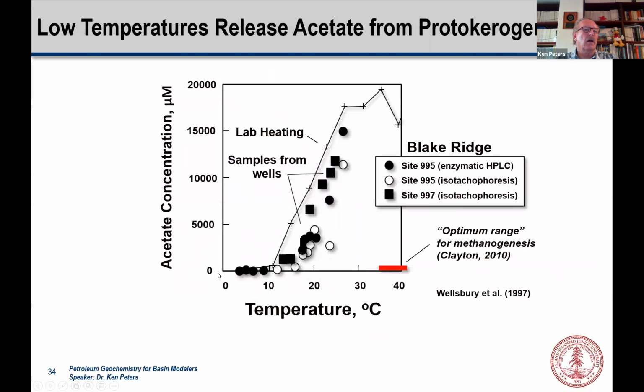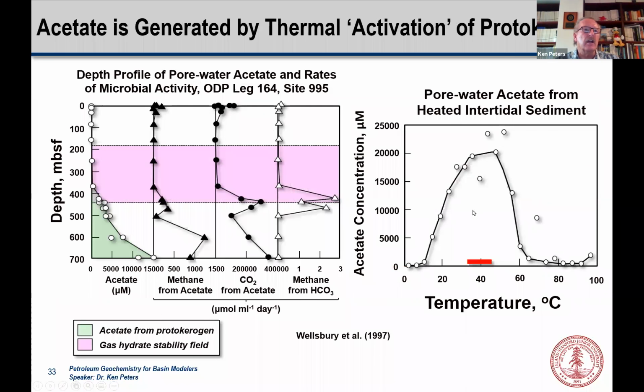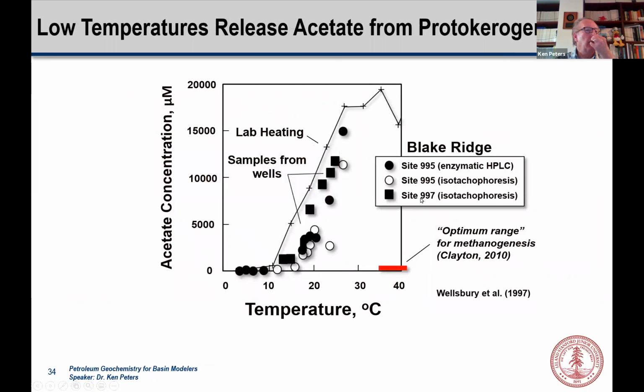Here again from Wellsbury, this was actually data from heated intertidal sediments. And here's the data again from samples from the Blake Ridge. You can see in the lab heating, they get this curve. Again, this is the optimum range for methanogenesis from Clayton's work. And here are samples from actual wells where they used the geothermal gradient to calculate a temperature. And there's pretty good agreement between these.